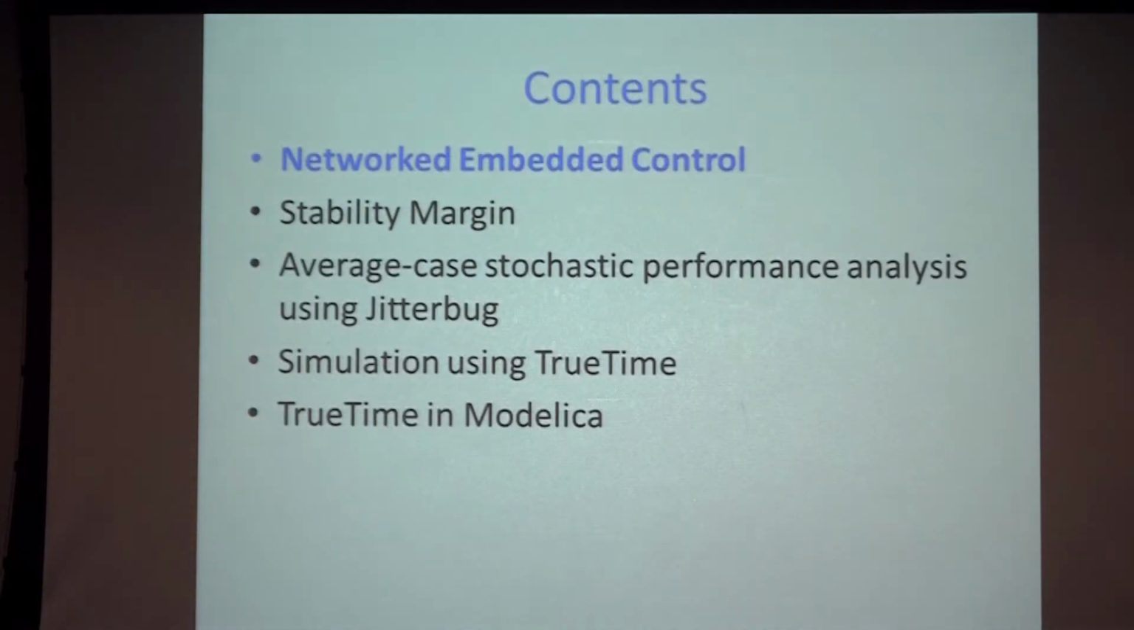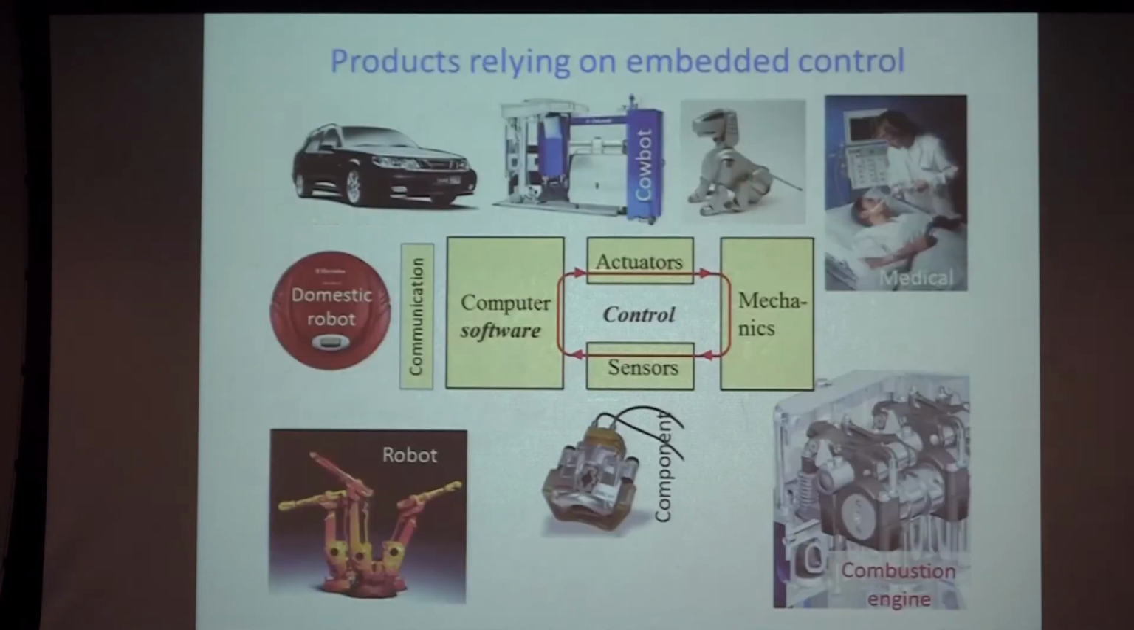So, these are the contents for today. First, a brief on networked embedded control. Then I'm going to talk about three different tools or techniques that one can use to analyze the temporal performance of embedded control systems: the stability margin, the Jitterbug tool that allows you to do average case performance analysis, and TrueTime, which is for simulation. And then I'm also going to end with the current latest development where we port TrueTime to Modelica.